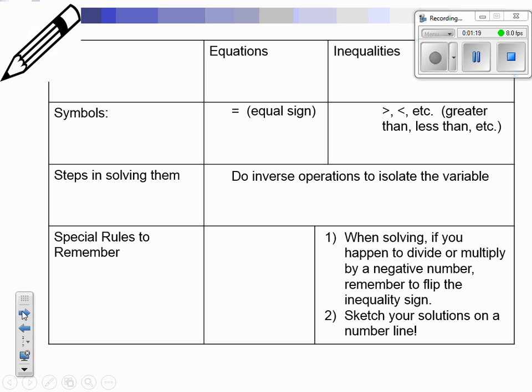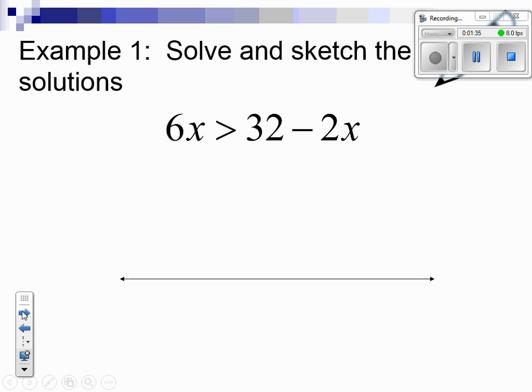When solving, if you happen to divide or multiply by a negative number, remember to flip that inequality sign. And then inequalities also require us to sketch our solutions on a number line, since we're talking about more than one number answers. Now let's do some examples.